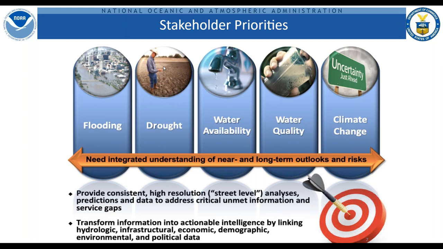And we had a couple of themes that floated up to the top. And these five themes are they. People were concerned about flooding, drought, the availability of water, the quality of that water, and the uncertainty associated with climate change. How would their access to water resources change in the coming years? And there was a very clearly identified need to provide a consistent, high level, very high resolution, even down to the street level, analysis and prediction capability for water resources.